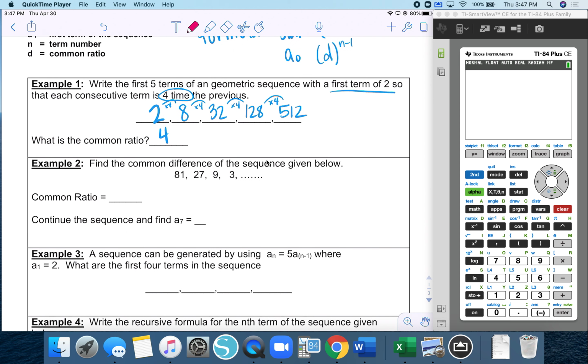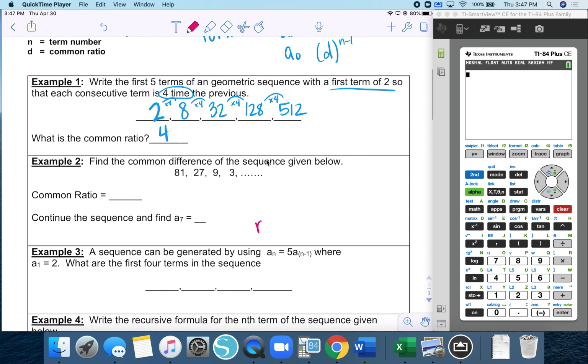Example 2 asks for the common difference of the sequence given below. So when you're finding the ratio, you want to take the term in front and divide it by the term that came before it, so its previous term. So to find my ratio, and I'll write it over here, you take term 2 divided by term 1. So 27 divided by 81, and then turn that into a fraction, so that common ratio is going to be 1/3. It does not matter which 2 terms you use, as long as you use 2 that are right next to each other.